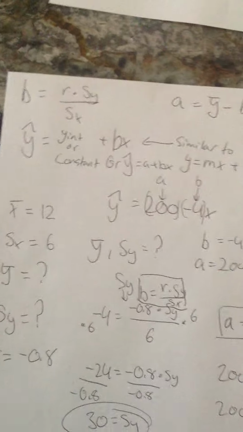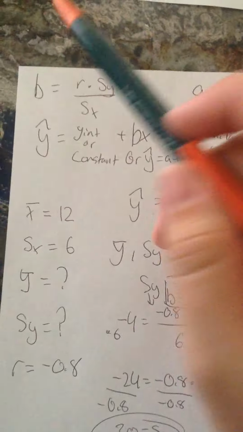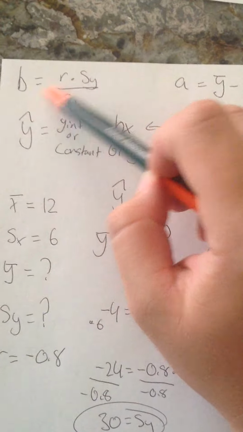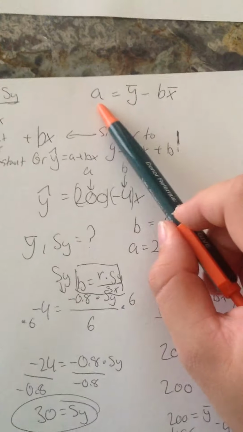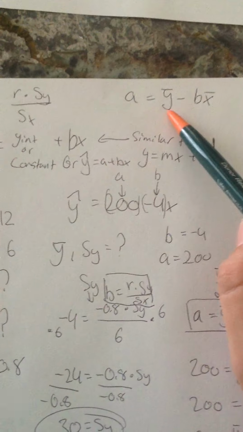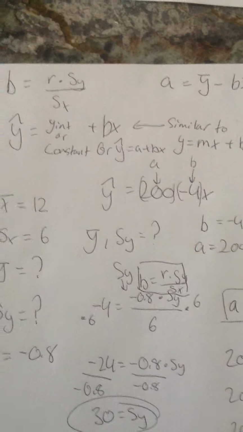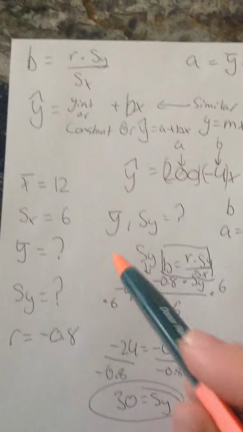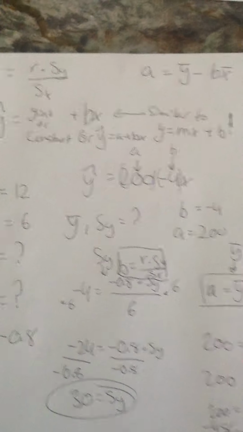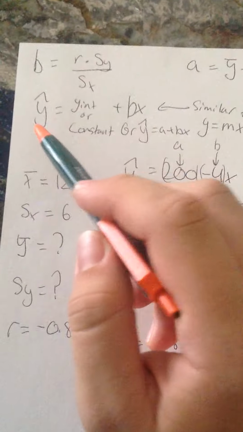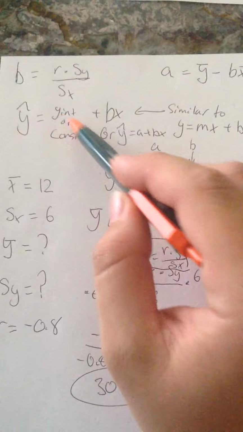So this is basically based off of 3 equations, or you can consider it kind of like 4. So this one, B equals R times S of Y over S of X. This one, A equals Y bar, which is your average for the Y column, minus B of X bar, which is your average for the X column. Imagine you have a graph, you have an X and Y value. This is all the Y values average, and this is all the X values average. He never explained that.